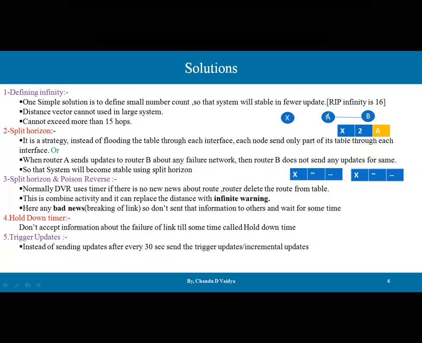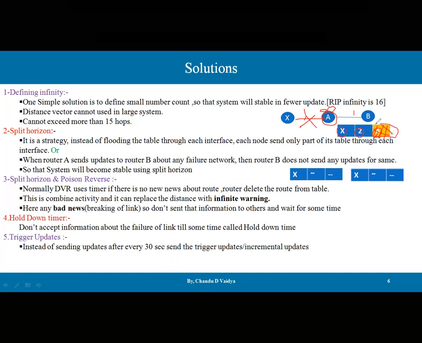Let's say I have a path initially X and B, and let's say X and A failed. A has maintained its table to infinity, but B doesn't know. Initially B is saying that I have a path. Let's say here is one, here is one, so 2 is the cost. And B is saying that to reach X, I have a path via A. But in split horizon, guys, this A, that is the next hop, need not be sent.